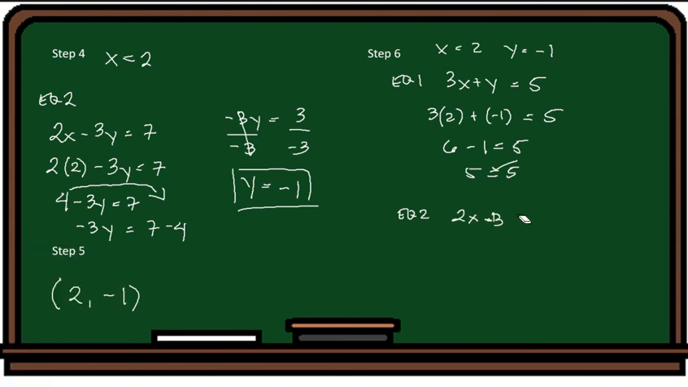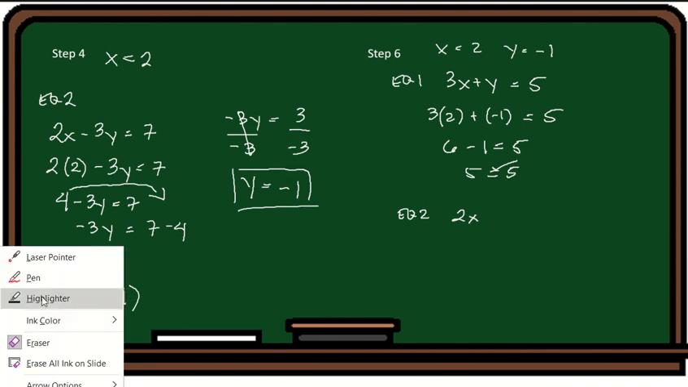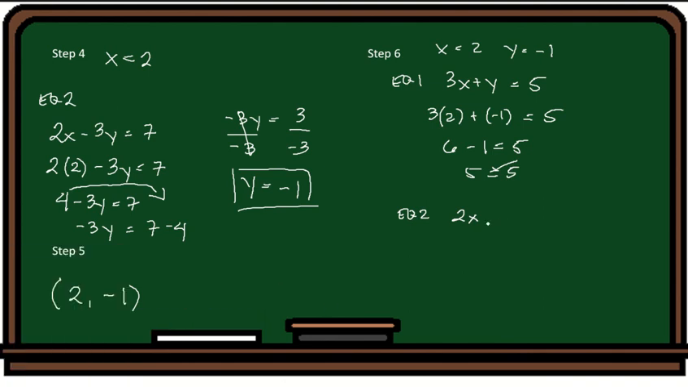For equation 2, we have 2x minus 3y is equal to 7. So 2 times 2 minus 3 times negative 1 is equal to 7. So we have 4. Negative 3 times negative 1, that is positive 3, is equal to 7. So 4 plus 3, that is indeed equal to 7. So both equations are true for the given ordered pair 2 and negative 1.